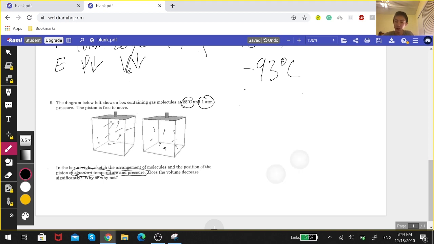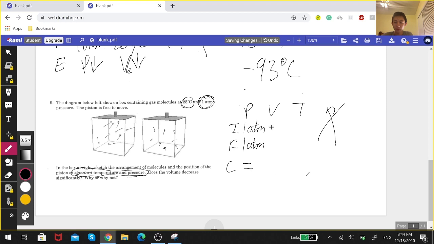So let's write a PVTN chart. This time we're only going to look at volume and temperature, not pressure, because pressure did not change. It went from 1 atm to standard pressure, which is also 1 atm. If you do want to write it, you can write 1 atm, which is not going to change anything. I'm going to write initial, final, change. So it's neutral. Now we're mainly going to look at volume and temperature.